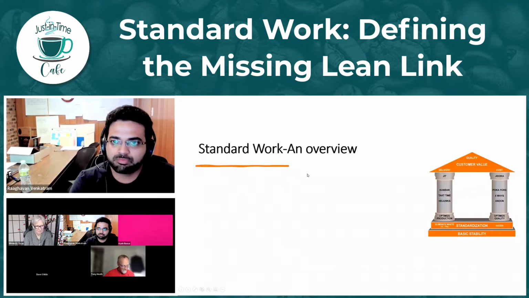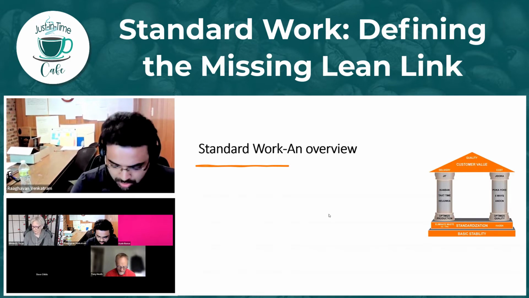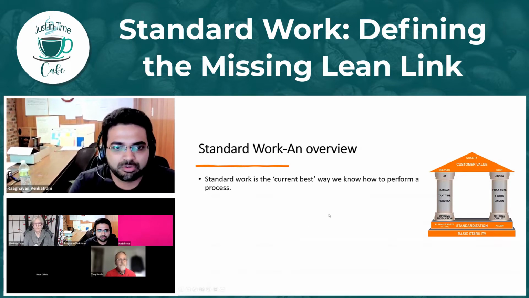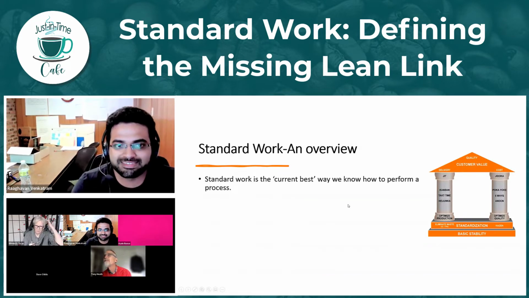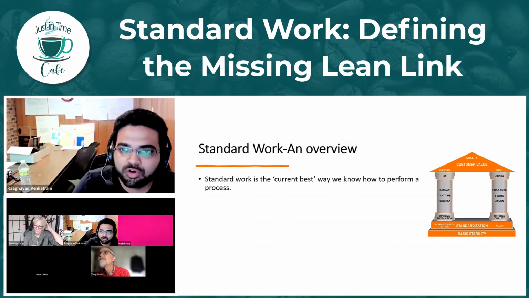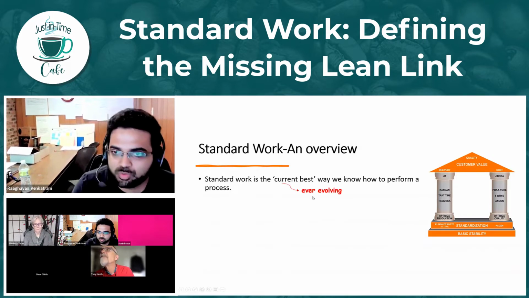Okay, so let's start with the very basic stuff. This House of Lean, I'm pretty sure you've seen it, and the base of which is stability, and then standard work is the foundation of the House of Lean, right? So let's define standard work. I bet you've seen this definition. Standard work is the current best way we know how to perform a process. The key word here is the current best way.